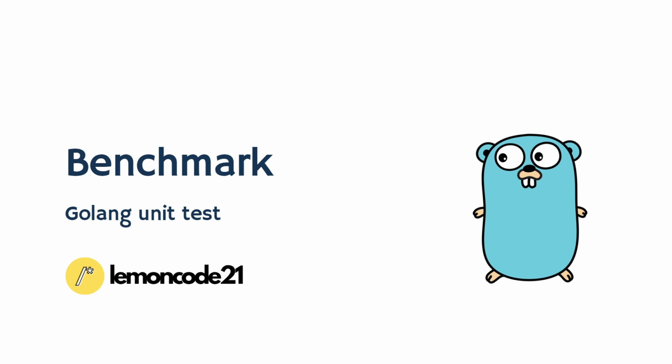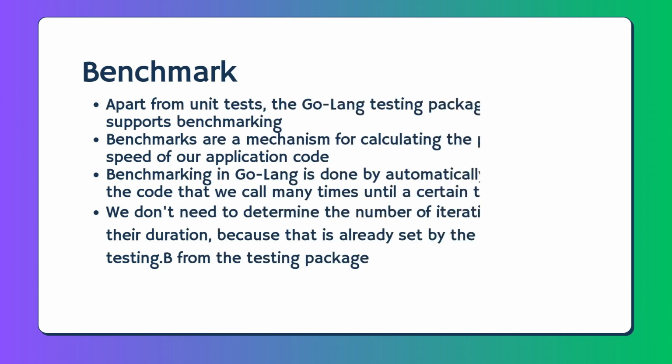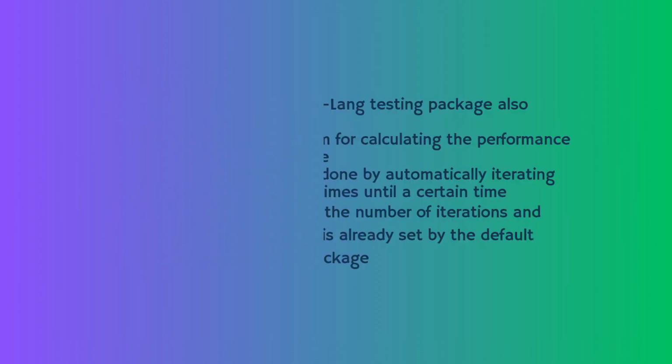Benchmark. Apart from unit tests, the Golang testing package also supports benchmarking. Benchmarks are a mechanism for calculating the performance speed of our application code. Benchmarking in Golang is done by automatically iterating the code that we call many times until a certain time. We don't need to determine the number of iterations and their duration because that is already set by default by testing.B from the testing package.